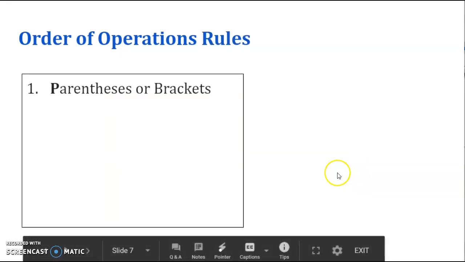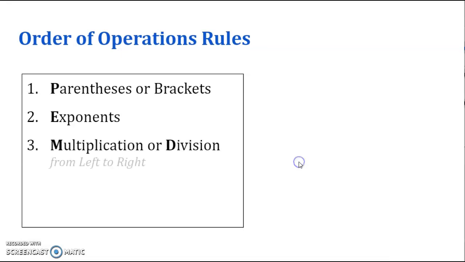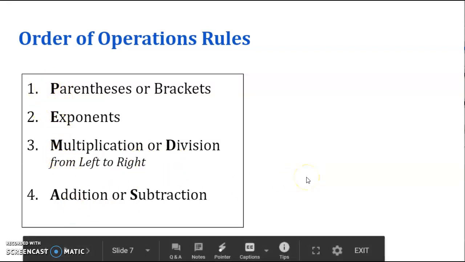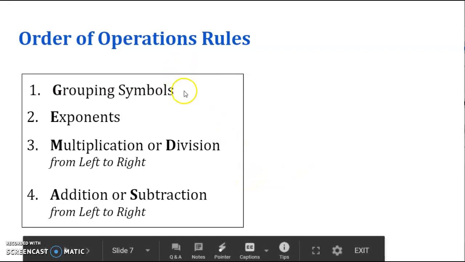So let's recap. At the top are parentheses and brackets, second are exponents, third is multiplication or division, and we always go from left to right, and fourth is addition or subtraction. You probably remembered it as PEMDAS, but now that we're in high school, we're going to expand that a little bit and call it grouping symbols, because we are going to expand it to include a few more functions.